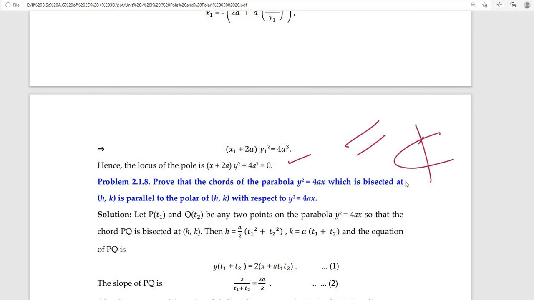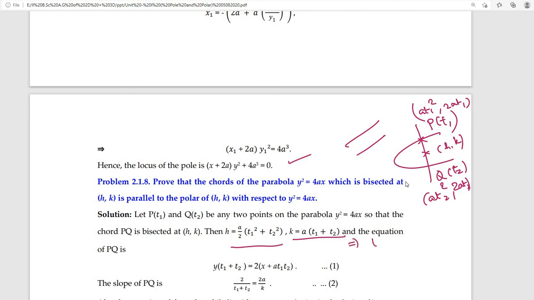We have got a line with one endpoint to be P(t1), the other one to be say Q(t2). Which means this is (at1 square, 2at1), and this is (at2 square, 2at2). The midpoint of that is given as (h, k), that is given to us. So that means we can have these two relations. And from this we have that t1 plus t2 equals k by a. We need it subsequently. Now the equation of PQ. So this result we'll have to recall.